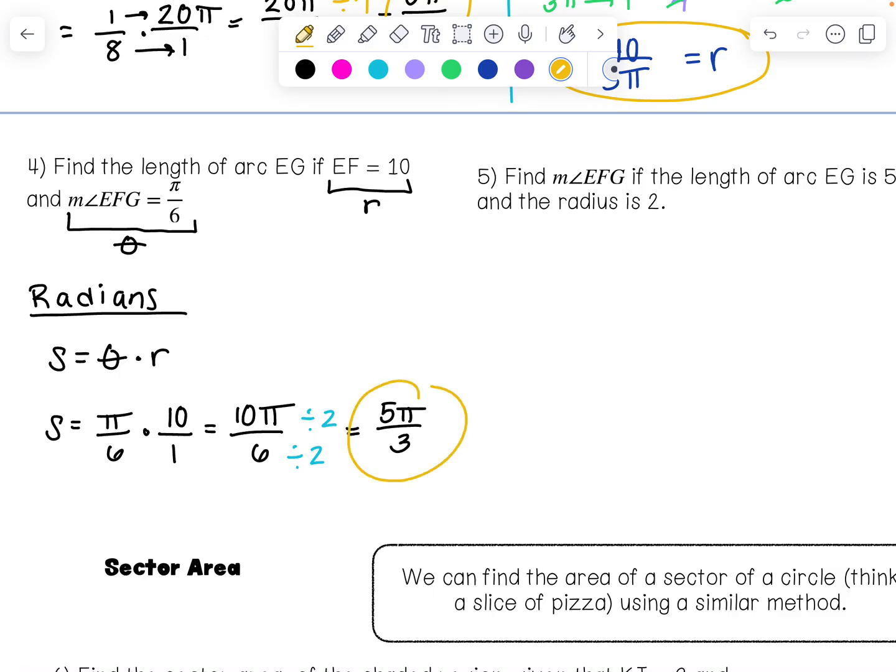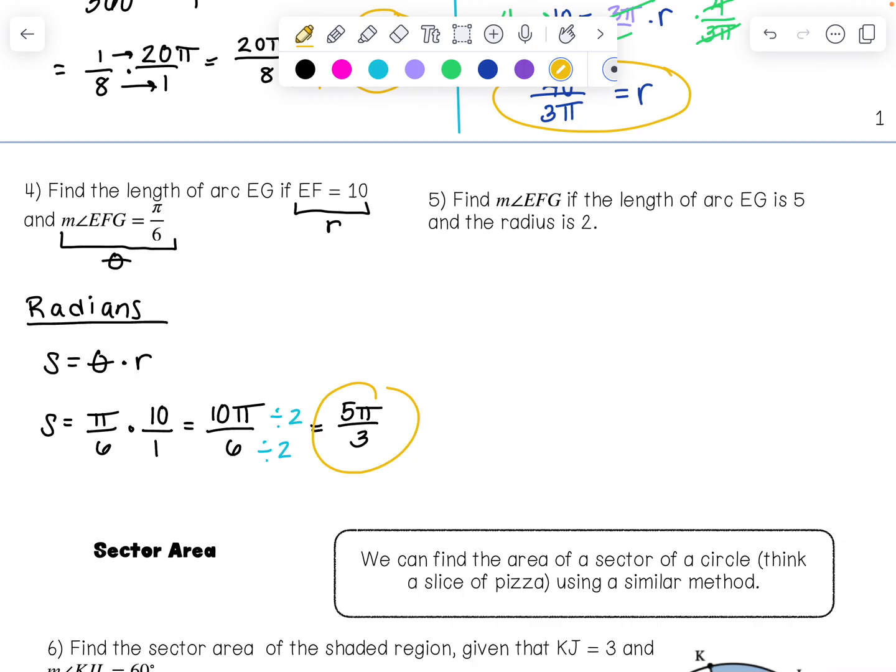And just like with degrees, you can work backwards with this formula as well. So in number 5, we want to find the measure of angle EFG. So we have to find theta. We don't know what that is. We know the length of arc EG is 5. So S is equal to 5, and they tell us that the radius is 2.